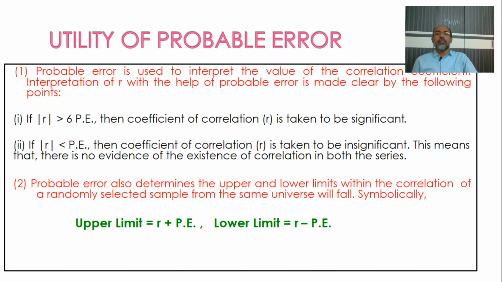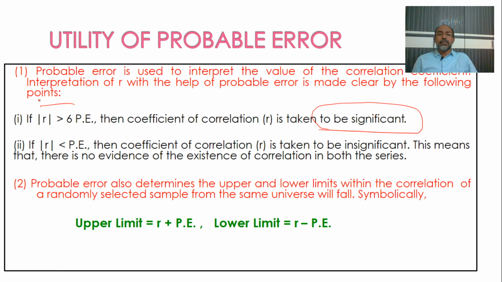Then how do we interpret the probable error? What is its importance? The probable error is used to interpret the values of the correlation coefficient. Interpretation of R with the help of the probable error is made clear by the following points. Generally, if the R value is greater than 6 times the probable error, then the correlation coefficient R is taken to be significant. Reliable and significant are the words used in statistics for trusting this value.